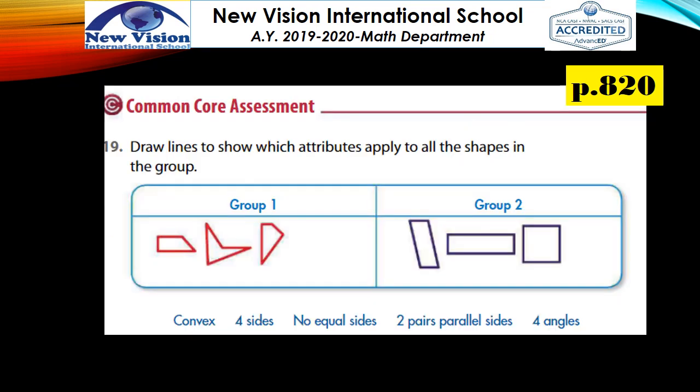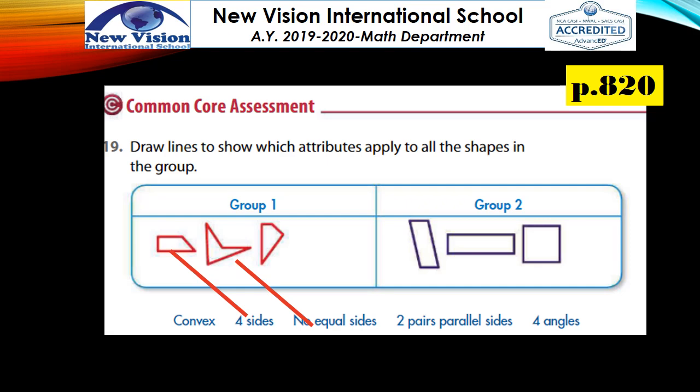We have the last one, number 19. Draw lines to show which attributes apply to all the shapes in the group. We have group 1 and group 2. Let's go to the first shape in group 1. The first shape has 4 sides. Do you agree? Very good. Next, the second shape. No equal sides.